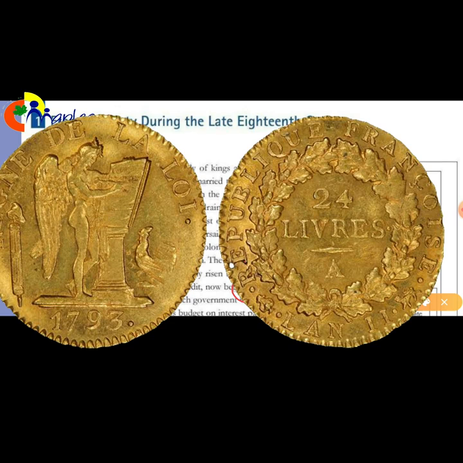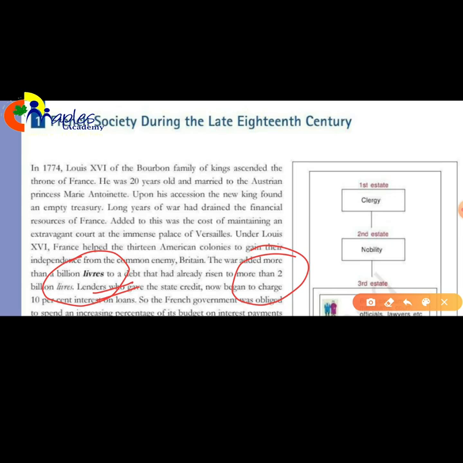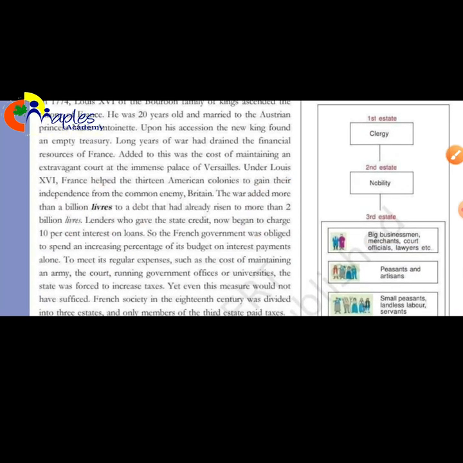What was livres? Livres was the currency of France at that time. And the lenders from whom Louis XVI raised the money, or you can say the royal family raised the money, started charging 10% interest, and due to that most of the budget was spent on paying these interests.